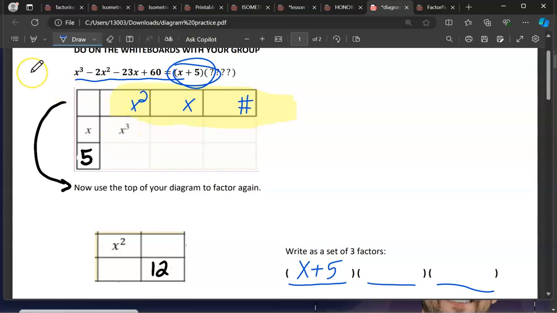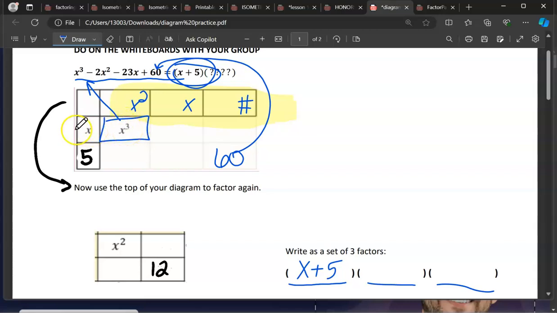Another thing you can always count on, the top left box will always be your first term. The bottom right box will always be the last term. So we can go ahead and fill that in with a 60. That is always true. In fact, that's why those two are filled in on the 2 by 2. With that said, the top left box is x cubed.